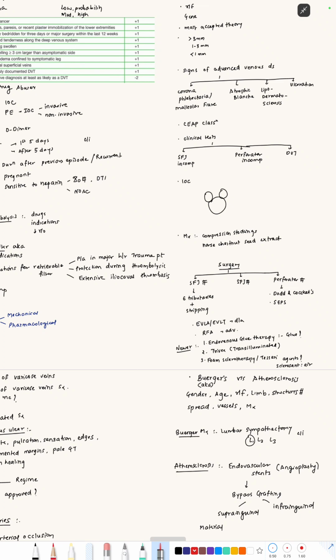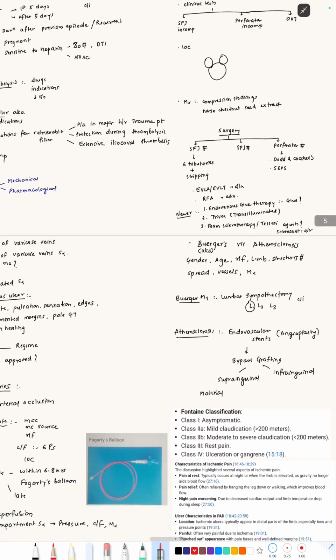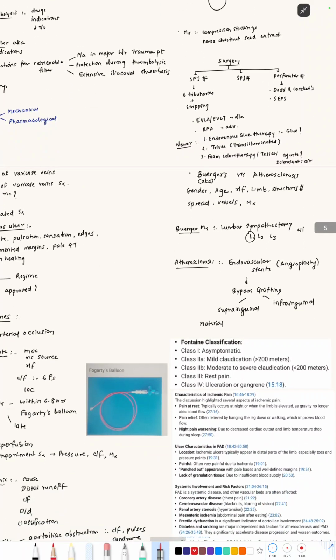Then the next is radiofrequency ablation. The advantages of this particular procedure are that the learning curve is short and continuous pull back is not required. Then the newer modalities include the endovenous glue therapy. The glue that is used is the cyanoacrylate glue.